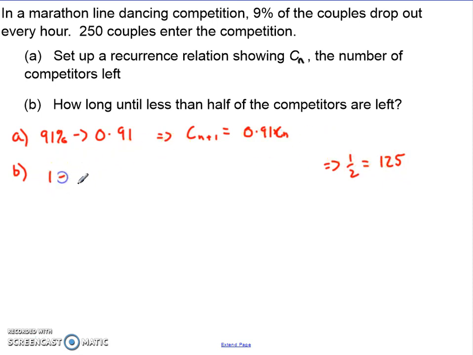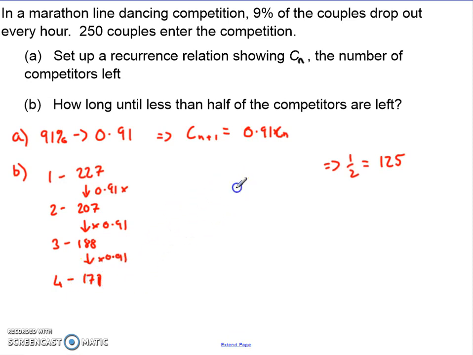So we can start by just working our way through. After 1 hour, we've got 227 couples left. So it's not quite what we want. To get to the second hour, we just take the previous one and multiply it by 0.91. Doing that gets us 207 couples left. Again, not what we want. Same next step. Multiply it by 0.91, you end up getting 188. Starting to get closer to where we want to be, but we're still not quite there. We go again. Times it by 0.91. What you end up getting after 4 hours is 171 folk left.